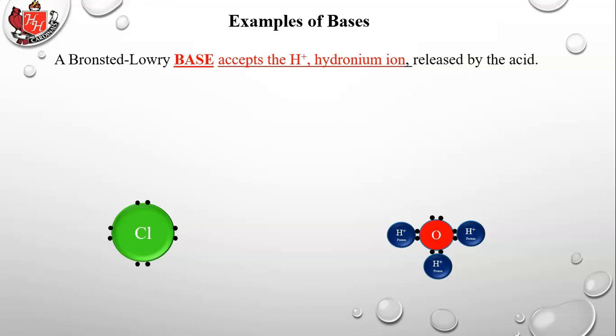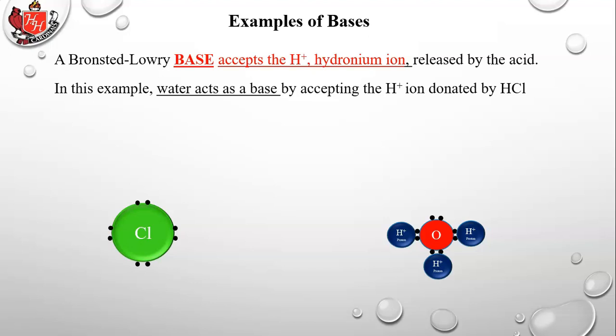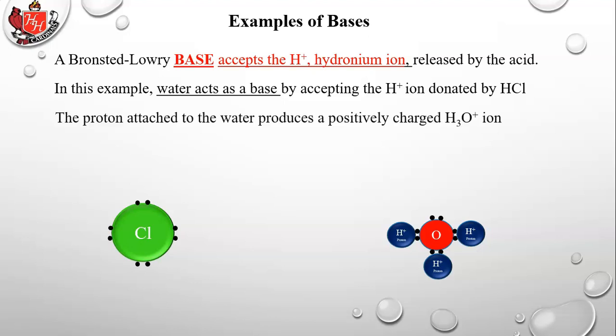A Bronsted-Lowry base accepts the H+ hydronium ion released by the acid. In this example, water acts as a base. Water is both the most common acid in nature and the most common base in nature. So you're going to see it behaving as both an acid and a base throughout this unit. It's going to both be giving away that proton and taking in that proton. It just depends on what it's reacting with. So in this example, water acts as a base by accepting the H+ ion donated by the HCl. The H+ attached to the water produces a positively charged H3O+ ion.